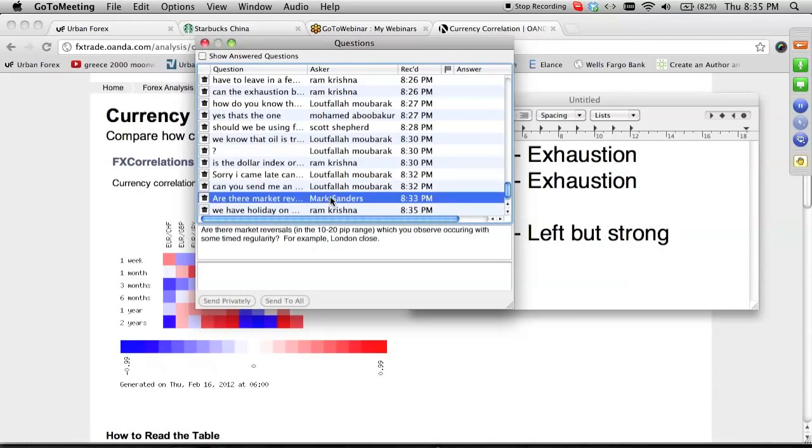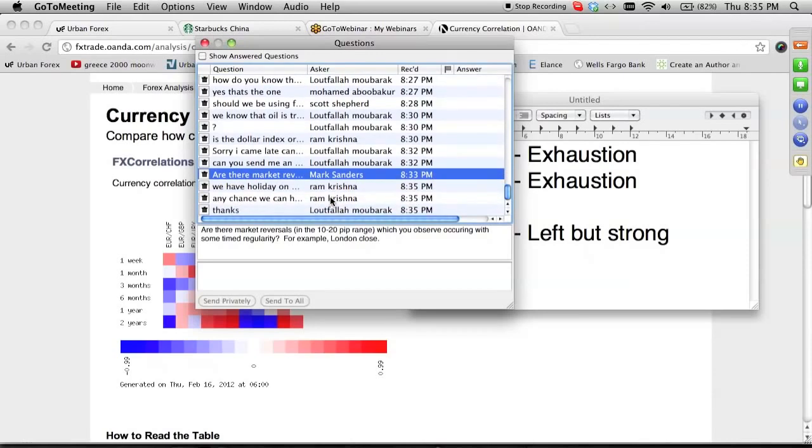Are there market reversals in the 10 to 20 pip range which you observe occurring with some time regularity? For example, London close. Market reversal in the 10 to 20. Mark, I don't think I understood your question. Can you rephrase it and ask me again?